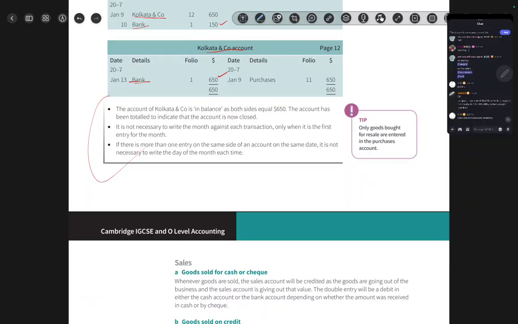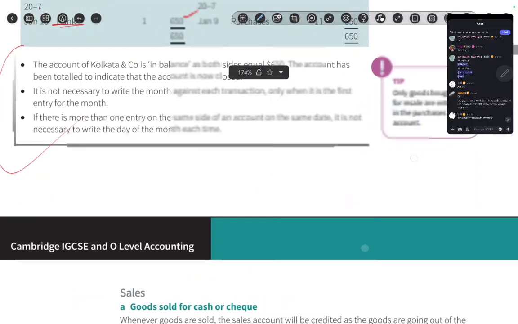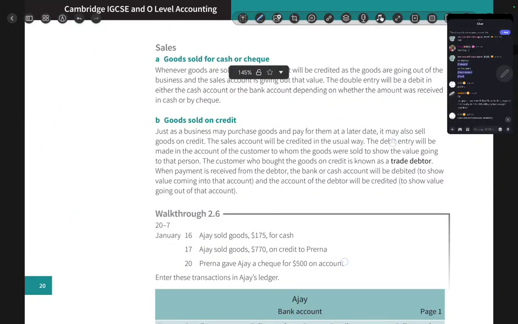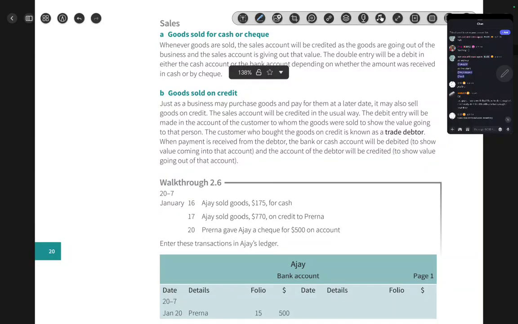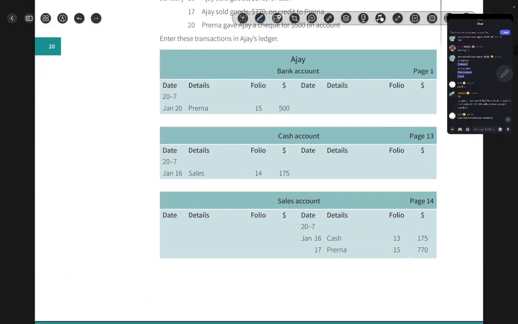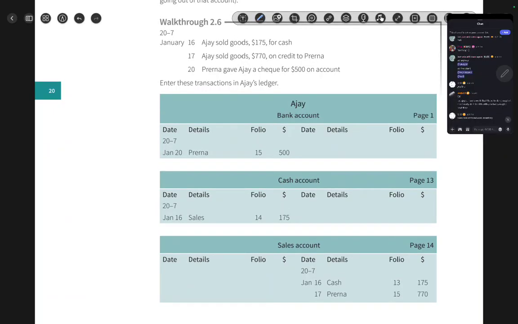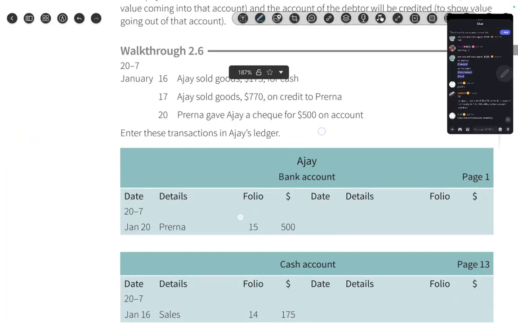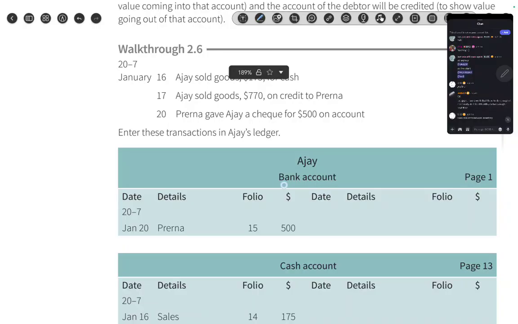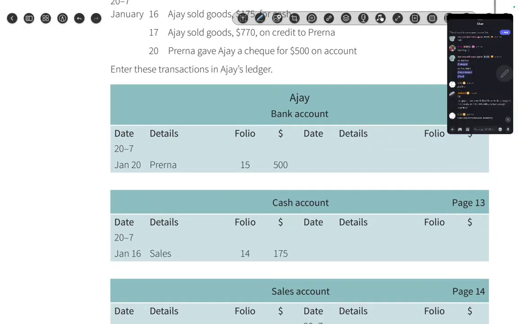Only goods bought for resale are entered in the purchases account. I already mentioned this. Now sales is very much similar, so let's just jump to the example. Ajay sold goods 175 for cash. What happens? Your cash increases. Normally we have a cash book, but right now since it's basic, we're just gonna do a bank account separately and a cash account separately.